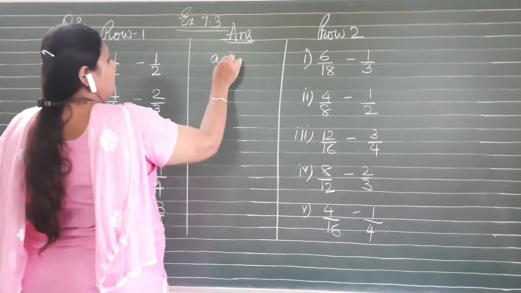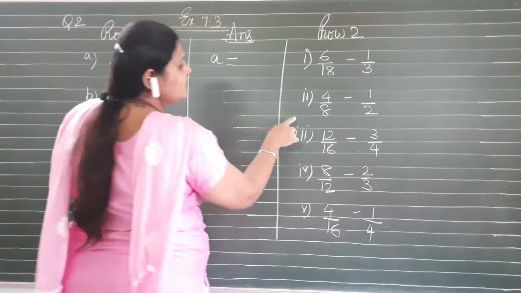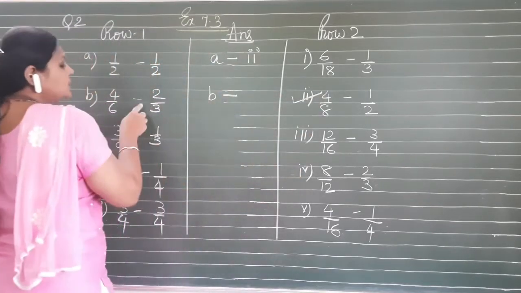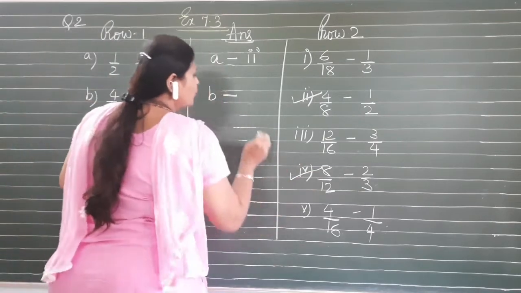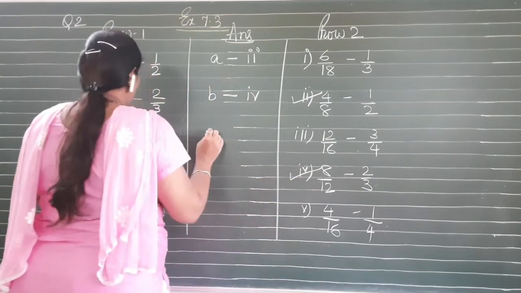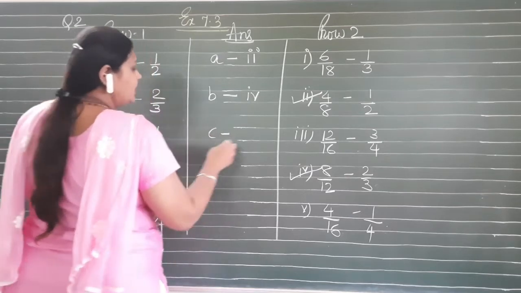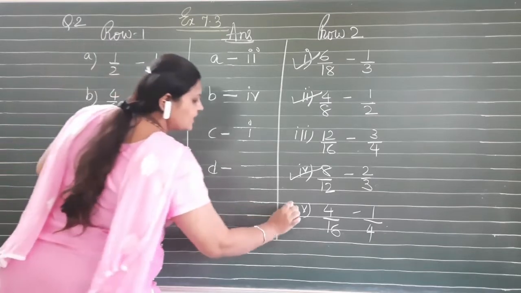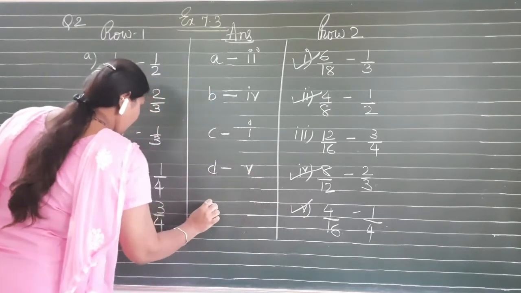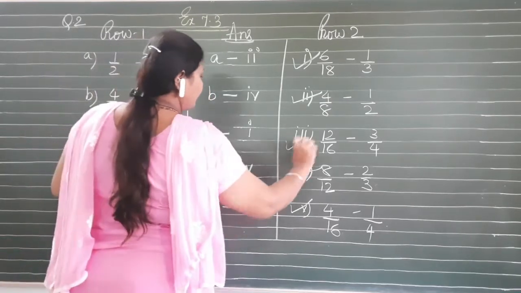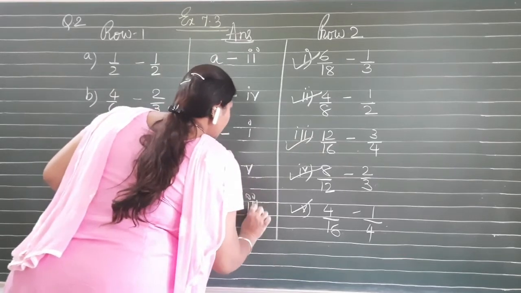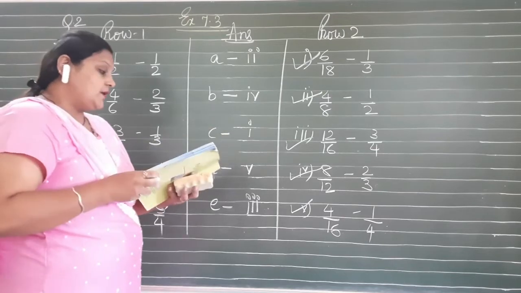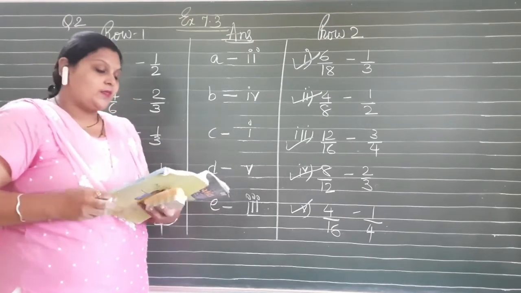Let us compare. 1 upon 2 is second option B. 2 upon 3 is fourth option. 1 upon 3 is first option. 1 upon 4 is fifth option. And 3 upon 4 is third option. So this is how we have to pair up each row.